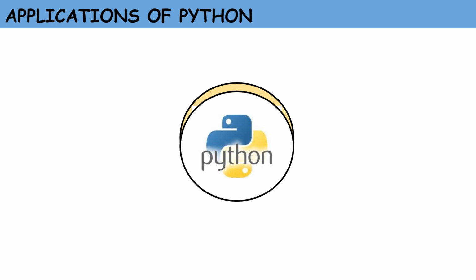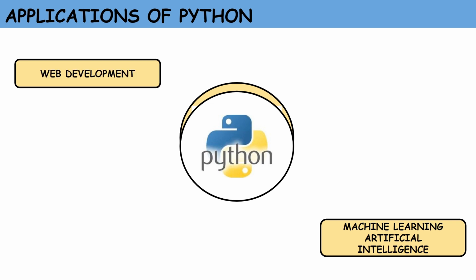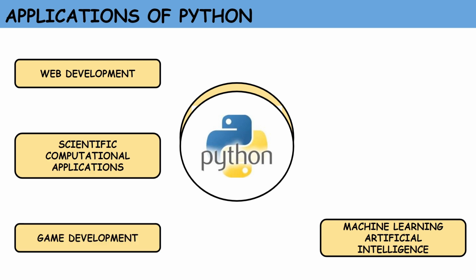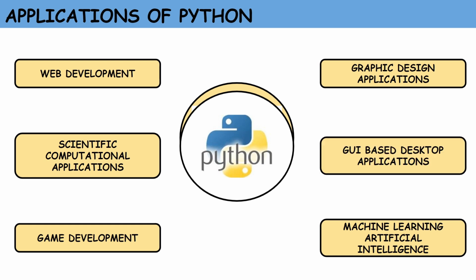Python can be used in various applications. It has been at the forefront of machine learning and artificial intelligence innovation. The other important Python application includes web development, scientific and computational applications, game development, graphic design applications, GUI-based desktop applications. It also comes with a wide range of frameworks, inbuilt libraries, and tools that facilitate the usage of Python in various fields.